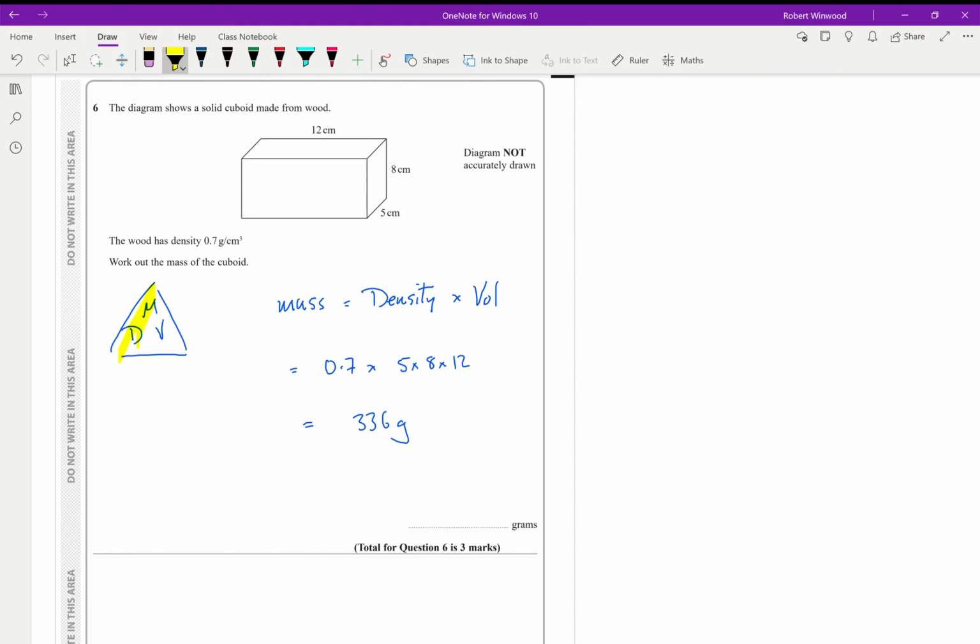You need to know the mass, density, volume triangle. It's not given on the formula sheet. They tell you the density, so we know this part of the triangle. We can work out the volume, because volume of a cuboid is just length times height times depth. So the volume of the cuboid would be 5 times 8 times 12. And using our triangle here, we can tell that mass would be density times volume. So that's density times volume, 336 grams.